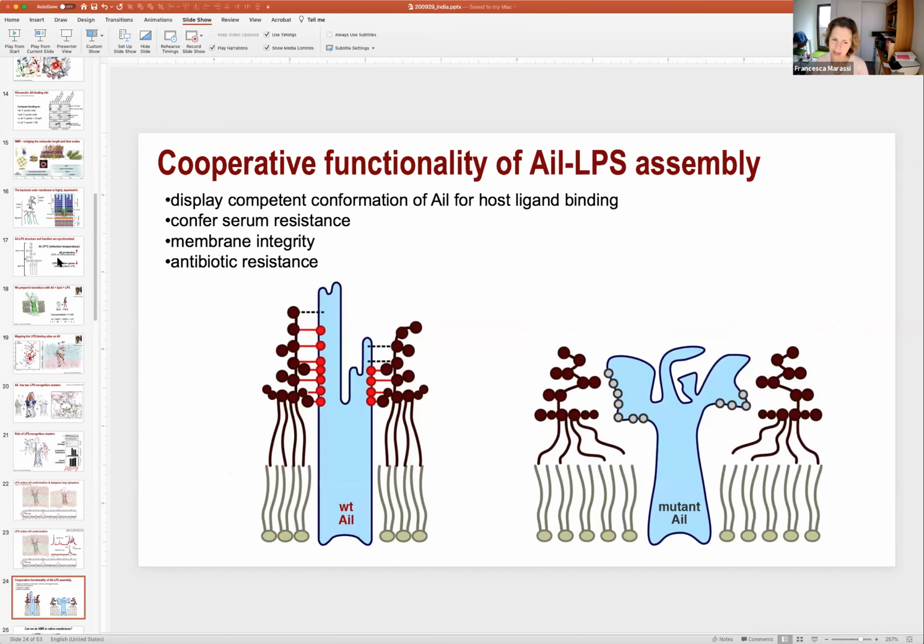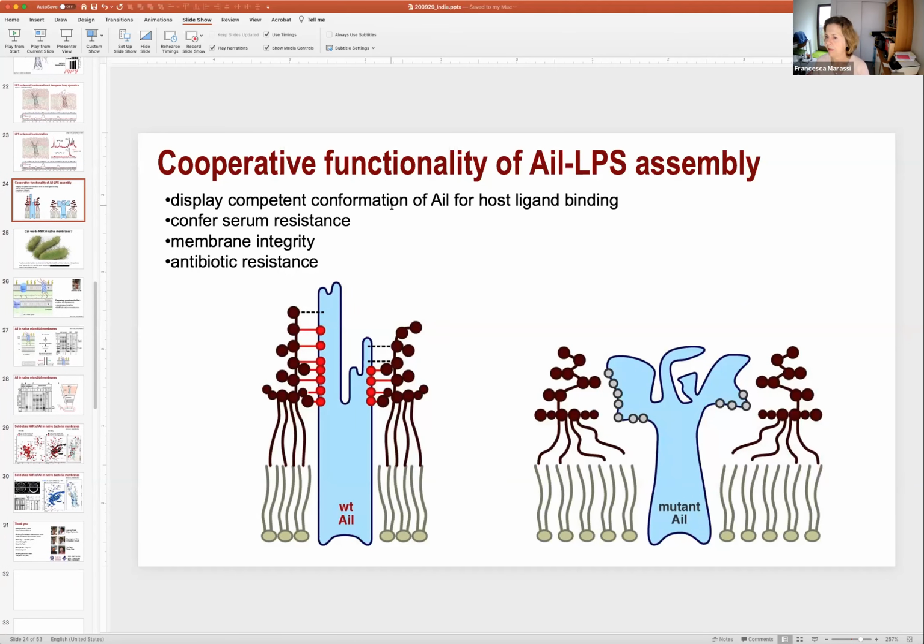So the data really point to this cooperative functionality of the Ail and LPS assembly, where Ail in the presence of LPS establishes these interactions that are important for displaying the loops of Ail at the bacterial cell surface. And these, of course, are important for all the things that I mentioned: conferring serum resistance, maintaining membrane integrity, and supporting antibiotic resistance. Whereas the disruption of these interactions through mutations leads to these floppy loops and to this expanded membrane. I don't have time to go into the effects on the membrane, but these are also significant, that basically disrupt all of these critically important functions for the pathogenicity.